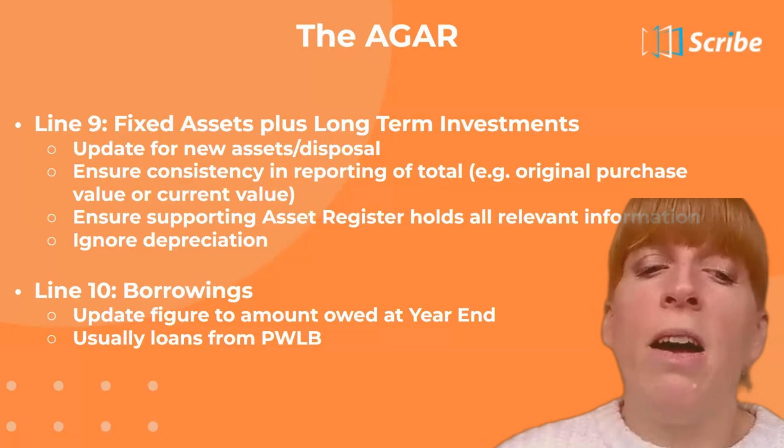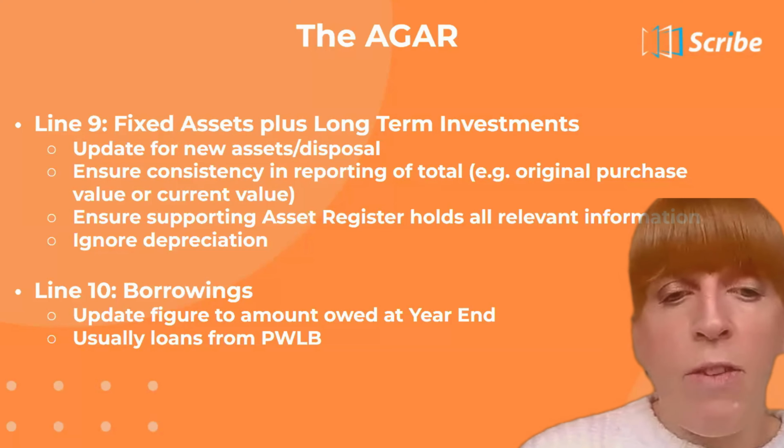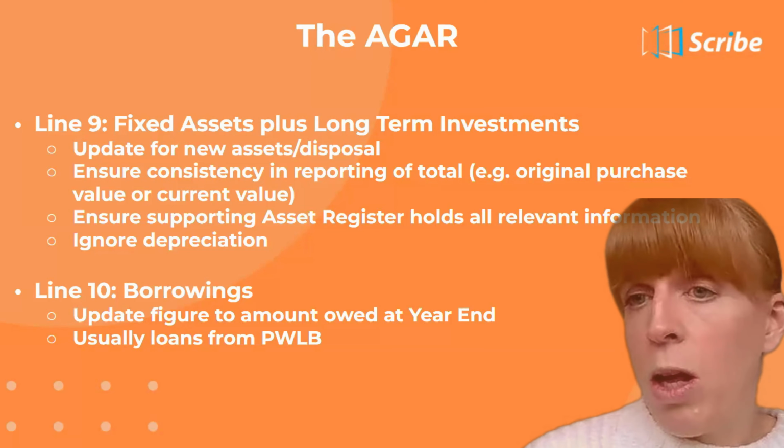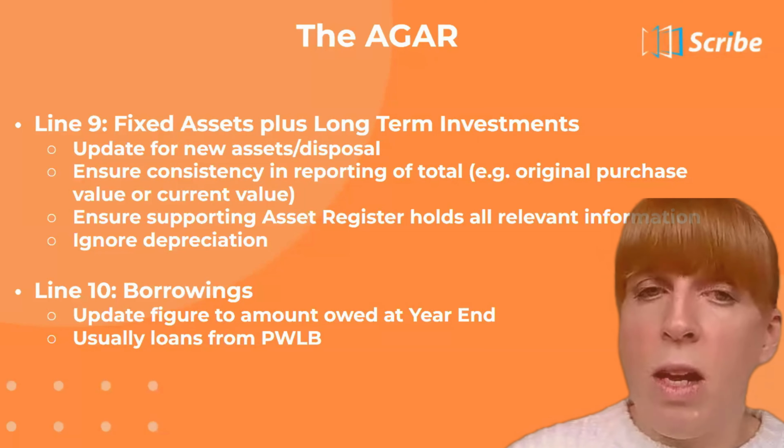And then line 10 is borrowing. So that's our loans figure, the amount owed at year end, generally PWLB, and that needs to match up to the list of the outstanding loans at the end of the year as well.